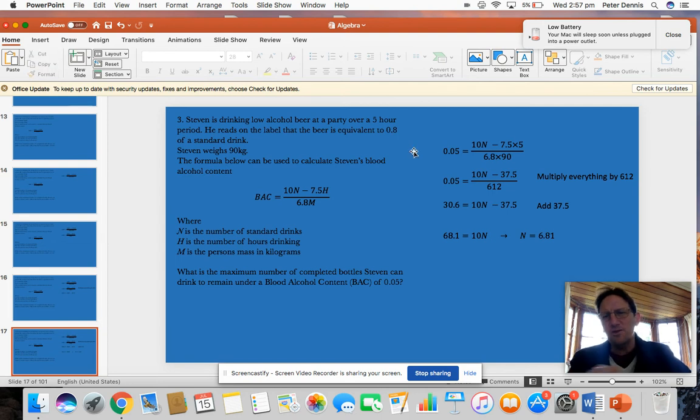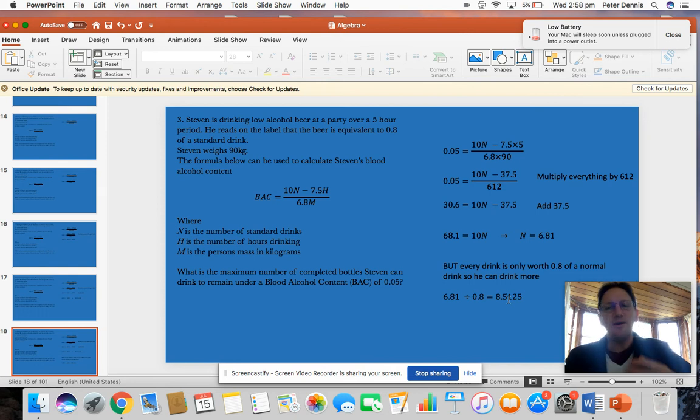Now, lots of students would think, oh, you times by that 0.8. But if we times this by 0.8, that's going to give a lower number. Because he's drinking a low alcohol beer, he can actually drink more. Sometimes you've got to have that sort of understanding of the question. So we're going to actually divide by 0.8. Every drink is only worth 0.8 of normal, so he can drink more. So it's 6.81 divided by 0.8, which means he can have 8.51.